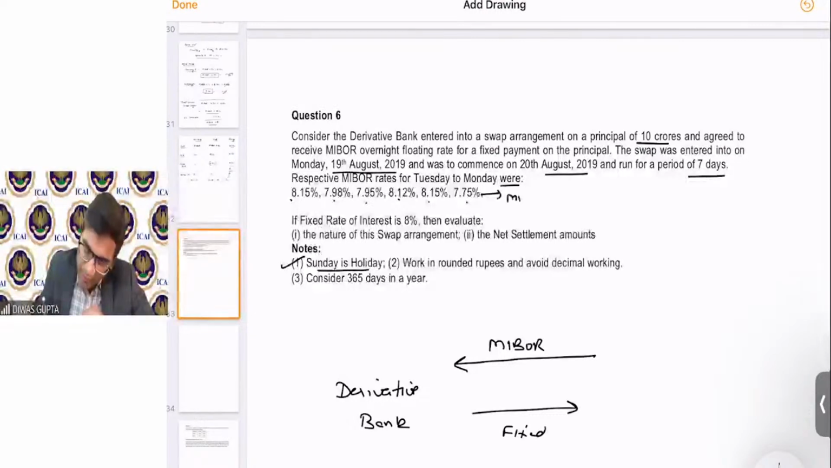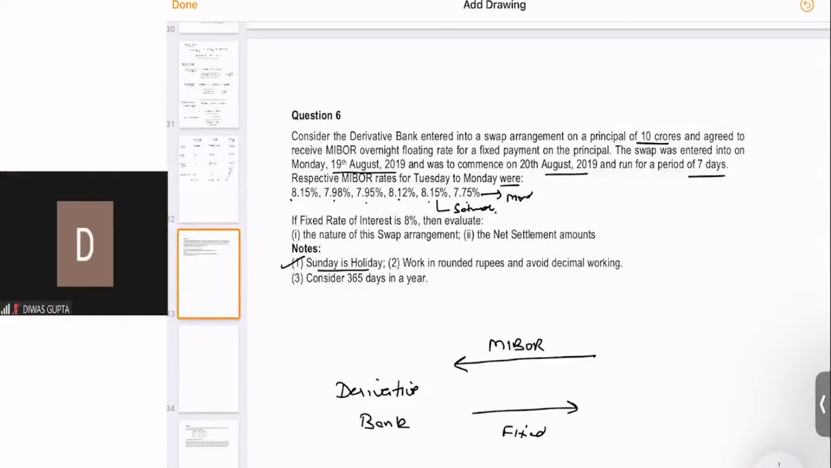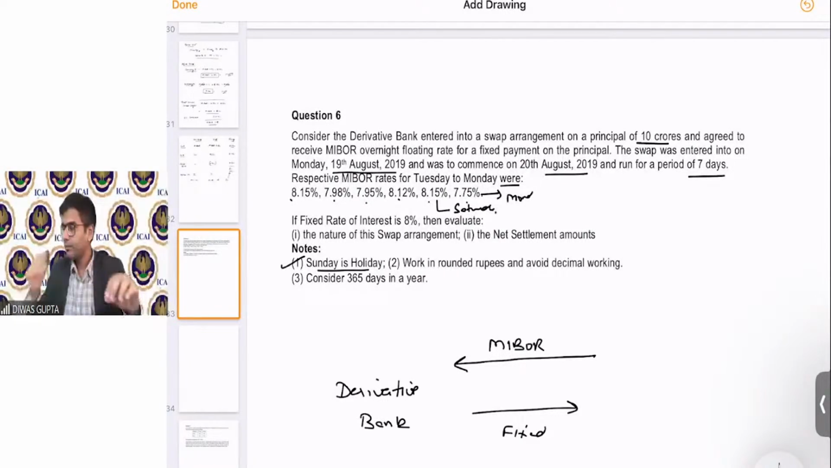This is for Monday, right? And this is for Saturday. So Sunday is missing in between, which is as it should be. So the Saturday rate is given and the Monday rate is given.